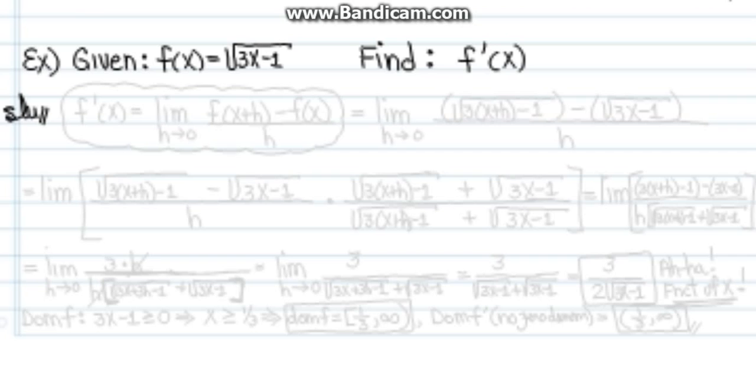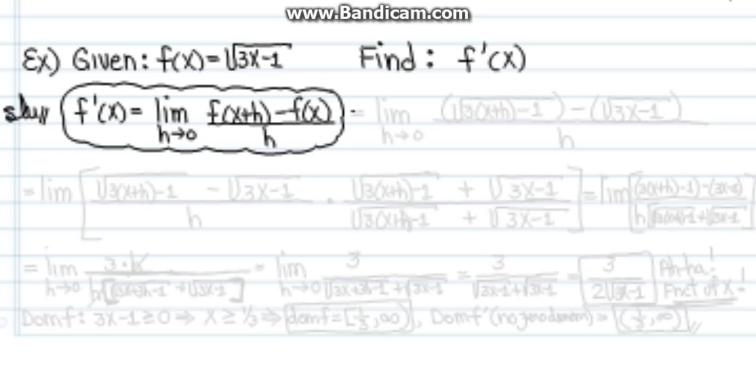So let's recall the formula for the derivative. f prime of x is equal to the limit as h approaches 0 of f of x plus h minus f of x over h. Now apply this to the function we're given, the square root of 3x minus 1, and that gives us the limit of the square root of 3 times (x plus h) minus 1. In other words, we evaluate the function f at x plus h and then subtract f of x, which is the square root of 3x minus 1, all over h.